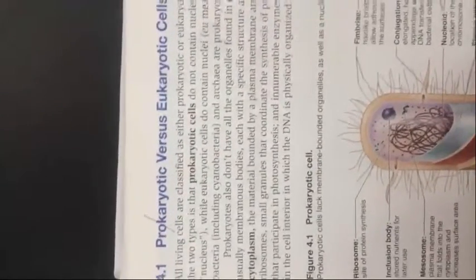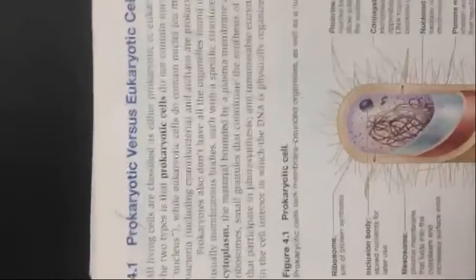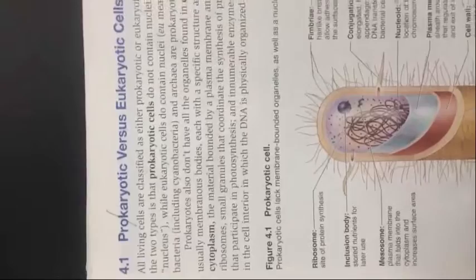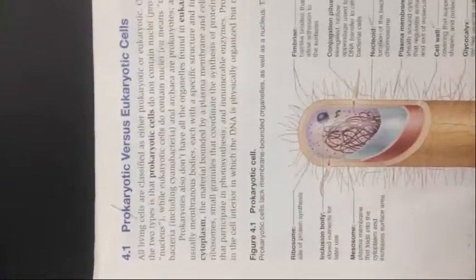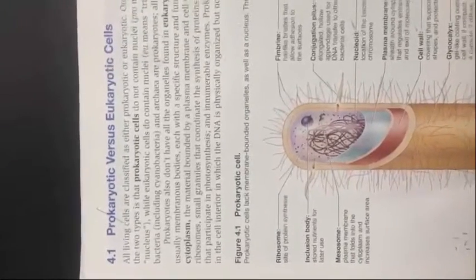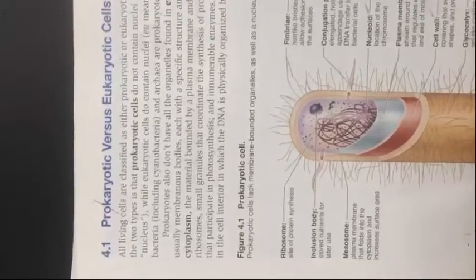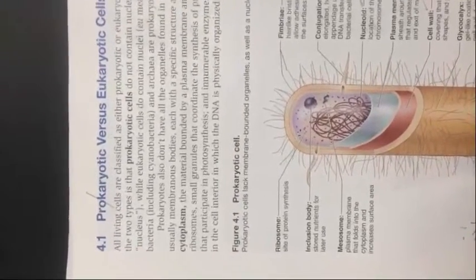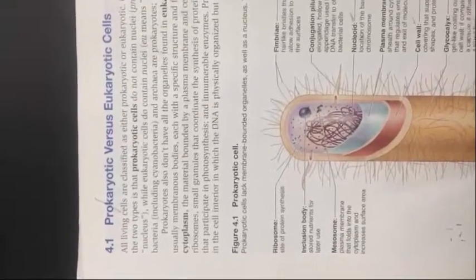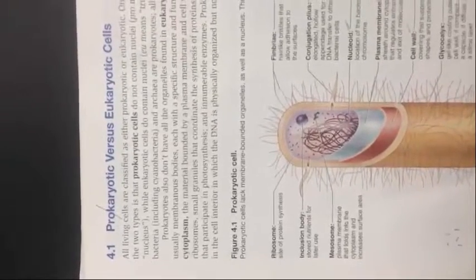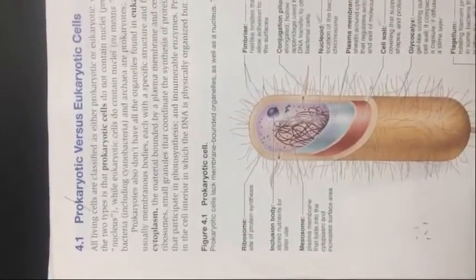Pro means before, karyon refers to the nucleus. These are cells that do not have a true nucleus, and that would be all of the bacteria. And then the eukaryotic cell would be all of the other cells besides the bacteria. And eu means true. Karyon refers to the kernel, which is what they first called the nucleus. And again, that's all of the other cells but the bacteria have a true nucleus, and so that would be plant, animal, fungus, and protist, so all of the others.